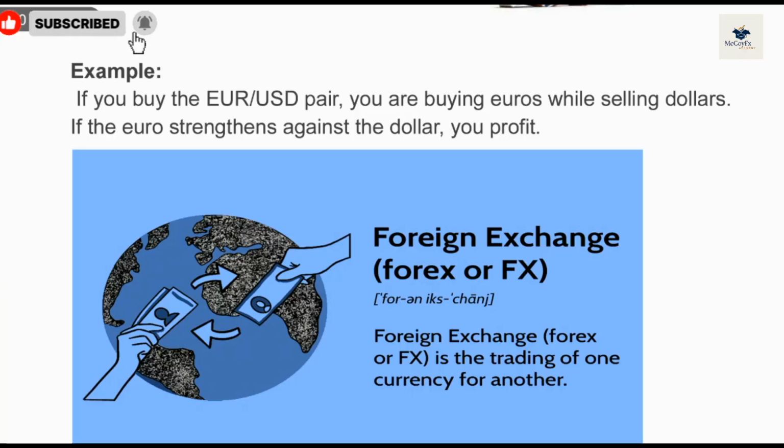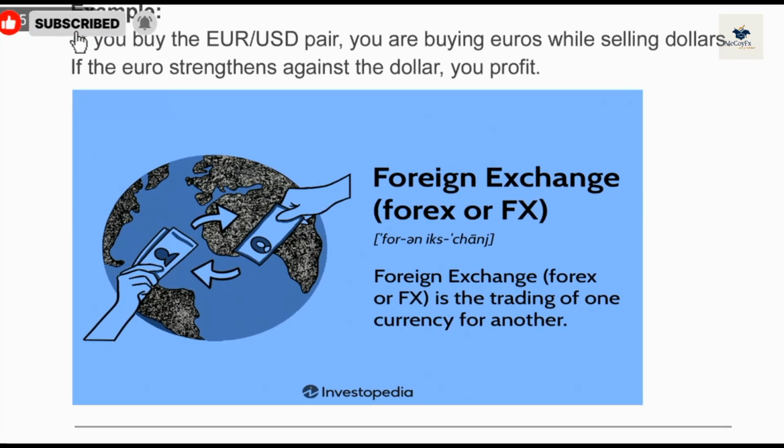Example, if you buy the Euro USD pair, you are buying euros while selling dollars. If the euro strengthens against the dollar, you profit. So that is the simple analogy of forex trading. You can see what is happening in the diagram here.